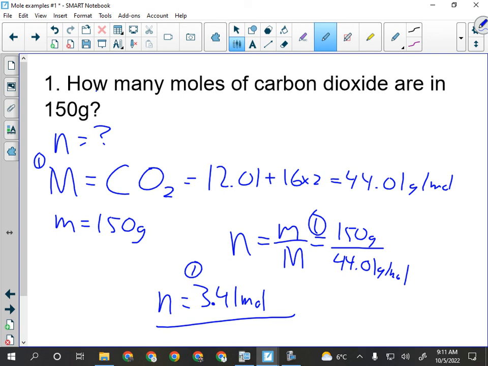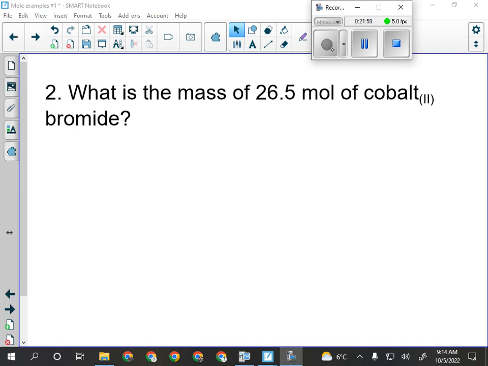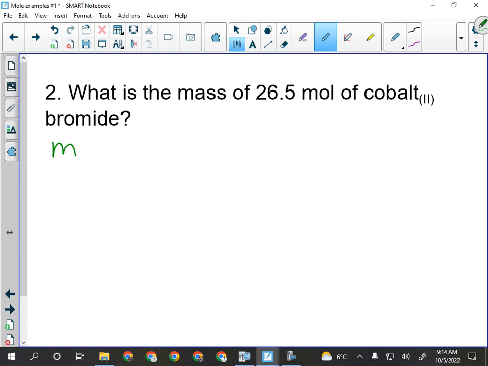How many people have done the second one? Okay, I'll give you a few more minutes before I go over the second. So for number 2, we are looking for the mass, which means we're looking for little m. We're told that there are 26.5 moles, so that tells us n, 26.5 moles.